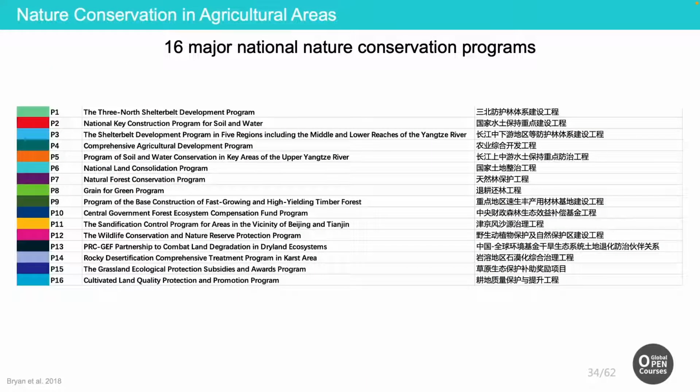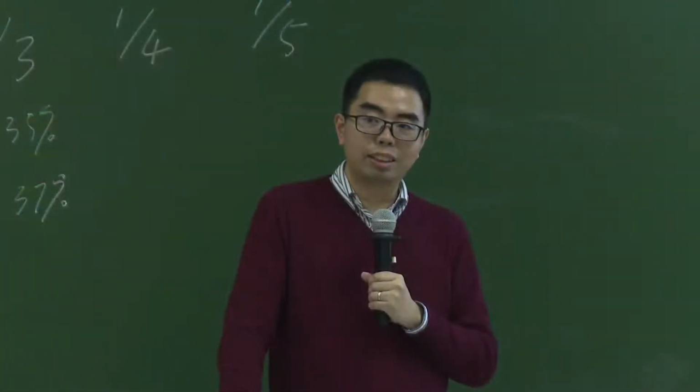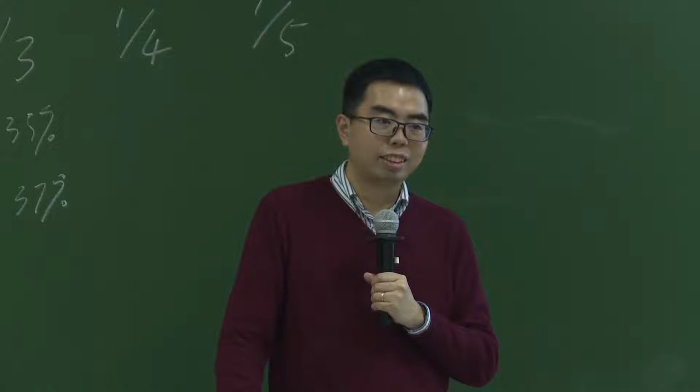Has anyone heard about these nature conservation programs? Observed those programs took place in your hometown? I'm sure you are familiar with many of those Chinese names like 三北防护林, 水土保持, 退耕还林, 天然林保护. Have you ever heard about that? Good.